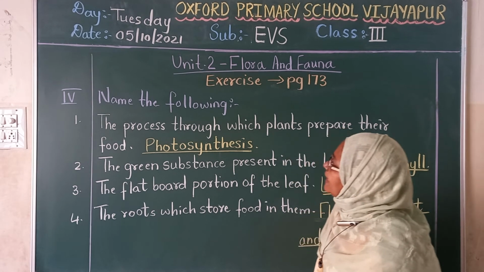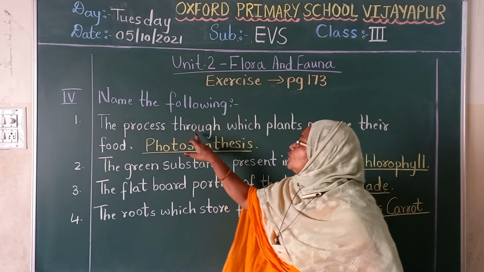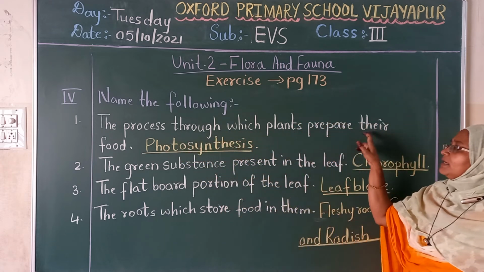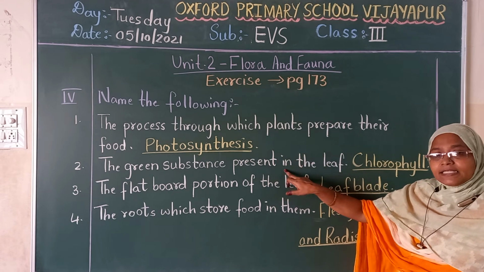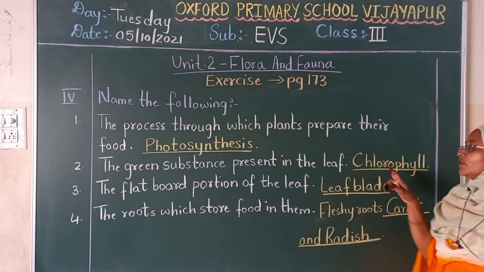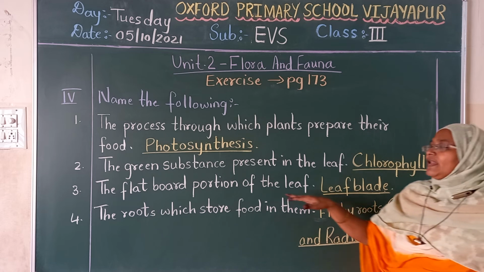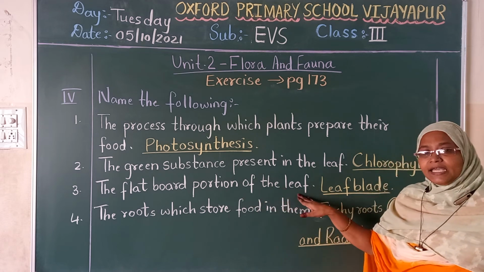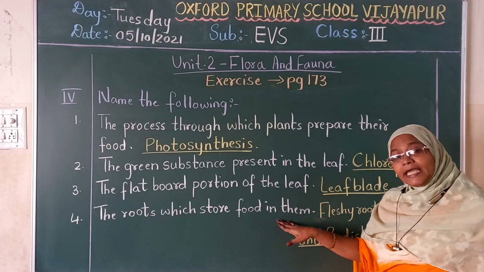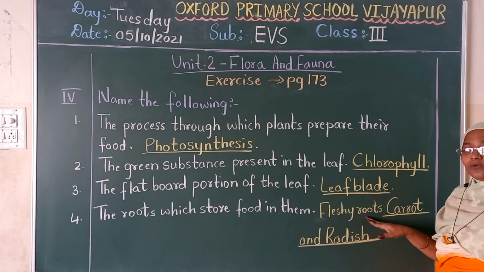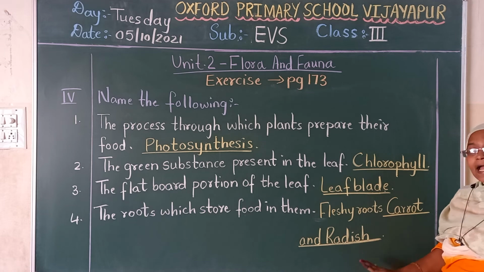So children, once again, shall we read? The process through which plants prepare their food, photosynthesis. The green substance present in the leaf, chlorophyll. The flat broad portion of the leaf, leaf blade. The roots which store food in them, that is fleshy roots, we call carrot and radish.